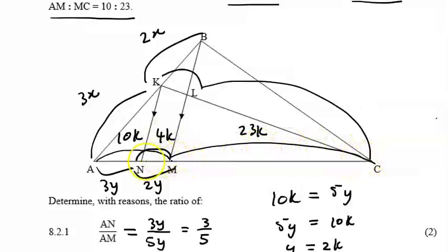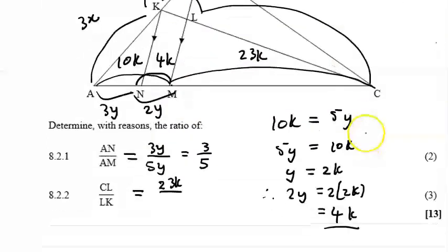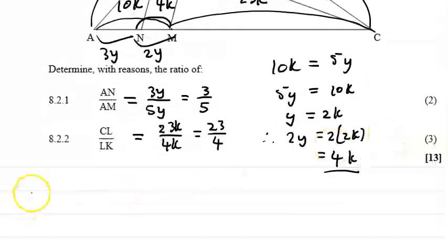CM over MN will equal CL over LK, because these lines are parallel. KN is parallel to BM. Remember, line parallel to third side of triangle, or you can say the lines are parallel and the proportion theorem. So therefore we got 23k over 4k, which will be 23 over 4. So let's quickly go write our solutions down. For 8.2.1, my solution is now going to be as follows.